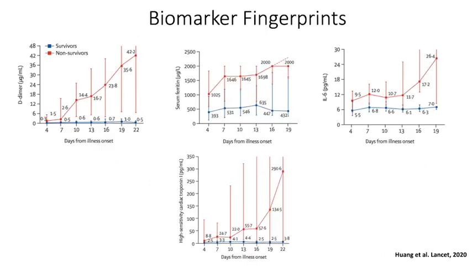This hypothesis behind disease evolution has been informed by biomarker fingerprints obtained from clinical studies. In those graphs that I show here, non-survivors are shown in red, and you can see that D-dimer levels were much higher in non-survivors as compared to survivors, suggesting possible widespread activation of the coagulation system. And looking at ferritin levels, those were also higher in non-survivors as compared to survivors. And there have been many similarities drawn between the advanced hyperinflammatory state of severe COVID-19 and HLH.